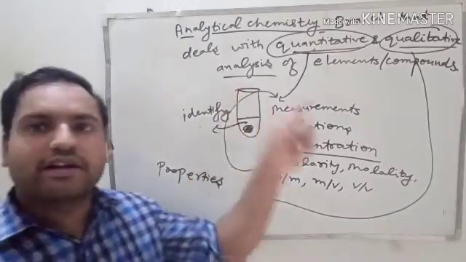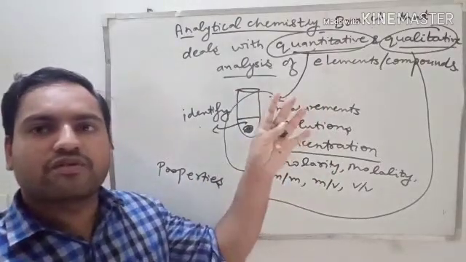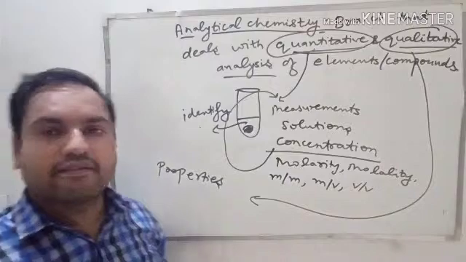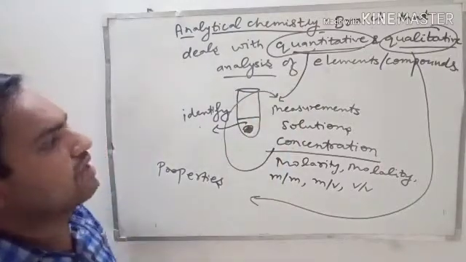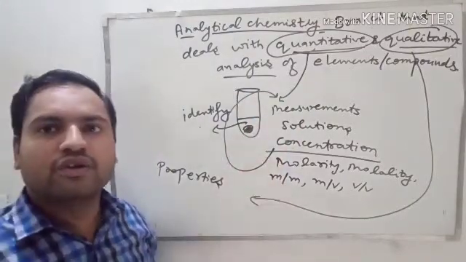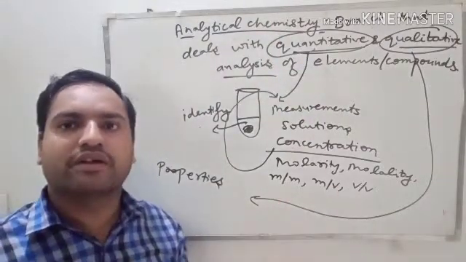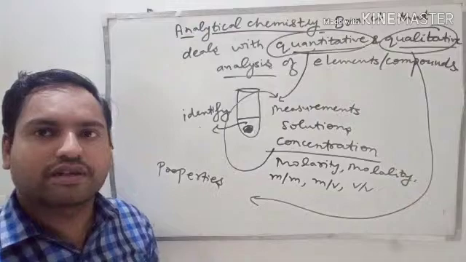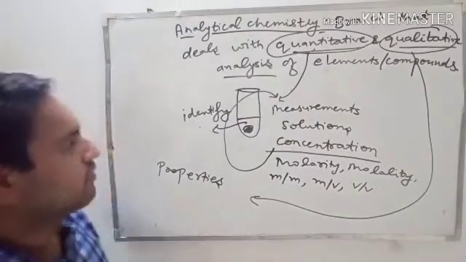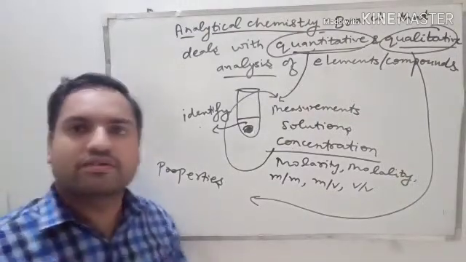So analytical chemistry is what? The branch of chemistry that deals with the quantitative and qualitative analysis of elements or compounds of matter, basically. So this analytical chemistry is a very broad topic. Here we are just going to understand this, and further we are going to talk about this likewise.